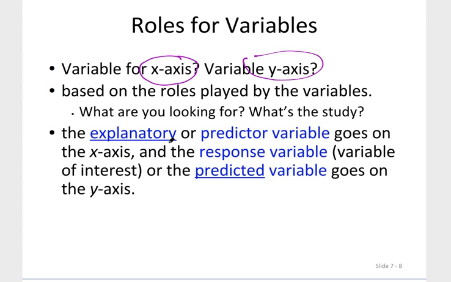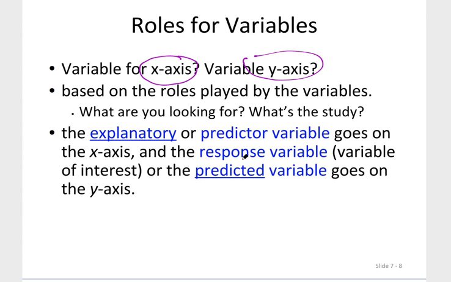Okay, so the explanatory variable, we have some examples as well. The explanatory variable is what goes on the x-axis. It is going to explain the other variable. Okay, so the predictor variable. All of these are words for what goes on the x-axis. So the explanatory or the predictor variable is what goes on the x-axis. It is going to explain the other one.